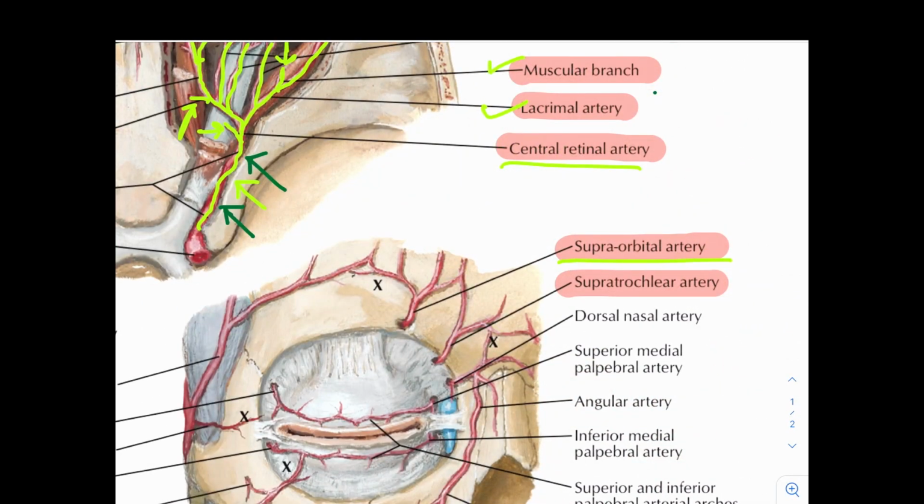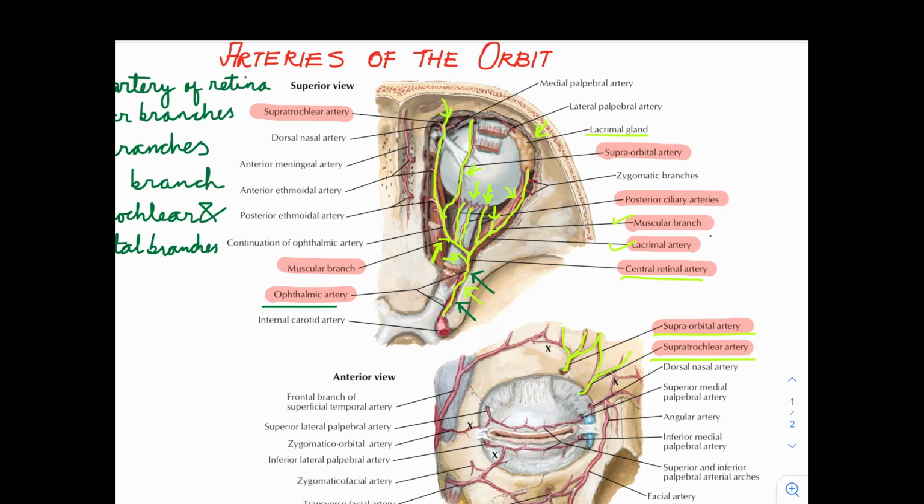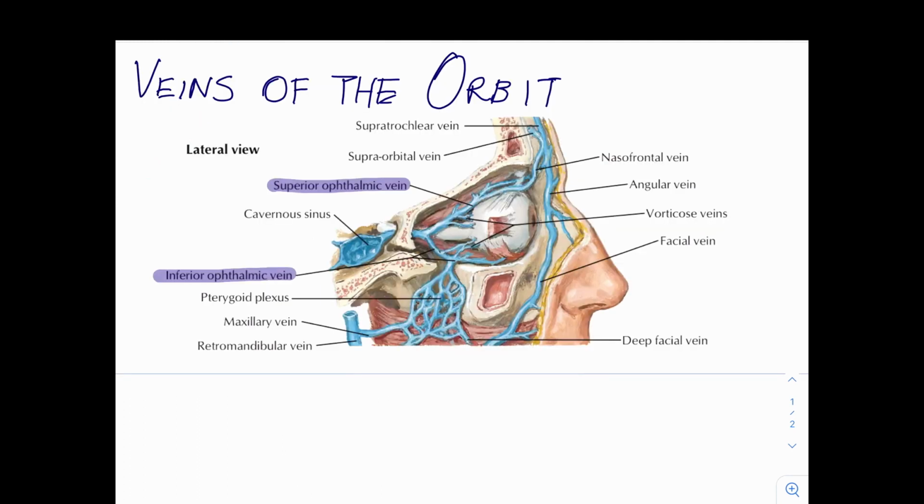Before bringing this lesson to an end, you can see the supraorbital artery and the supratrochlear artery coming out of the orbit and supplying the skin of the forehead. Alright, this brings us to the end of arteries of the orbit. Next, we'll discuss the ophthalmic veins.